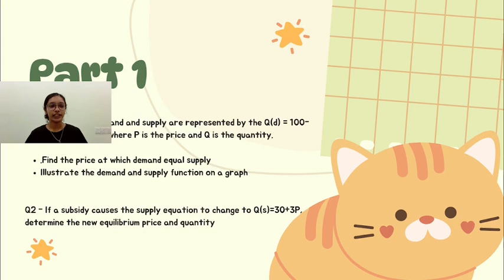Okay, for part 1, question number 1: a product's demand and supply are represented by QD equals 100 minus 2P and QS equals 20 plus 3P, where P is the price and Q is the quantity. For the first question, find the price at which demand equals supply. The second question is to illustrate the demand and supply function on a graph.